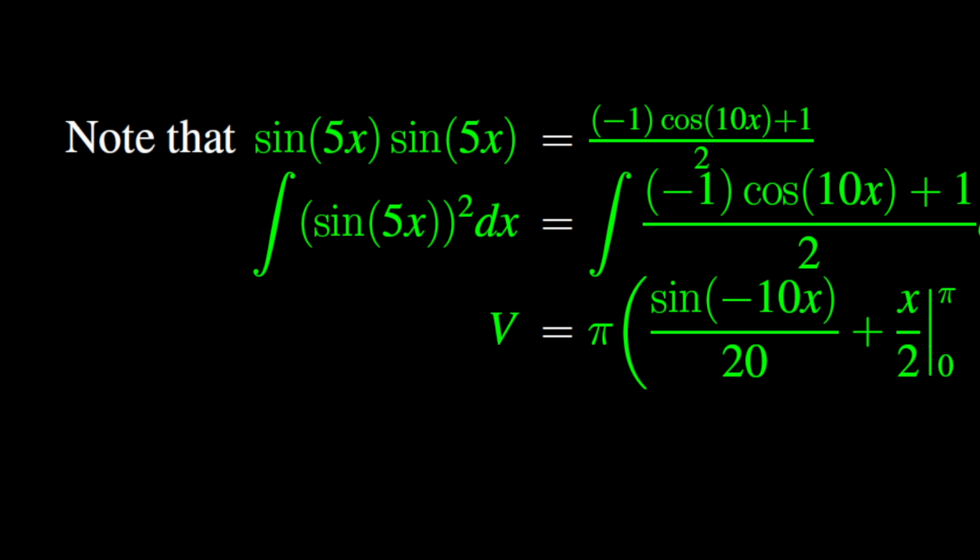Using the fact that the integral of sine of 5x times sine of 5x is the fraction sine of minus 10x over 20 plus x over 2. So the volume of the solid is obtained by evaluating the antiderivative from 0 to pi.